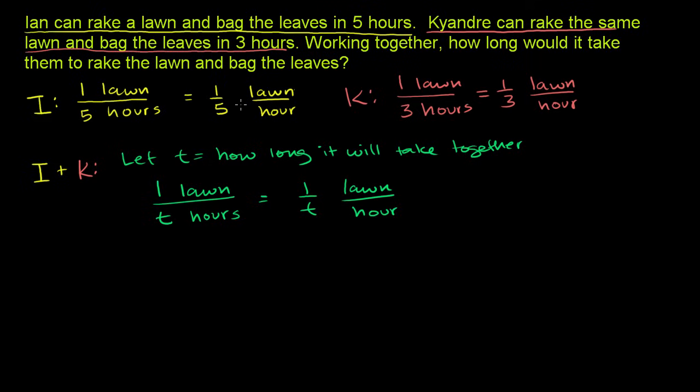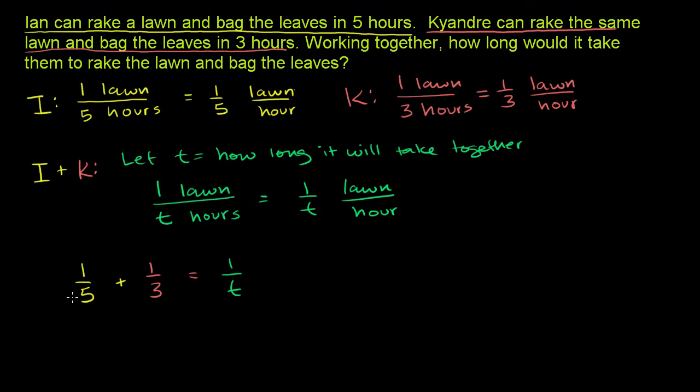If Ian can do 1/5 of a lawn per hour and Keandre can do 1/3 of a lawn per hour, their combined rate is going to be 1/5 of a lawn per hour plus 1/3 of a lawn per hour, because in an hour Ian will do 1/5 and Keandre will do 1/3. So you add those two together to figure out how much they can do in an hour. I won't write the units here because it gets redundant. That's their total rate, which is 1 over t lawns per hour. Now we just have to solve for t, and we'll know the total number of hours it will take them.